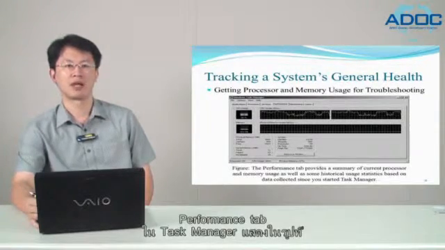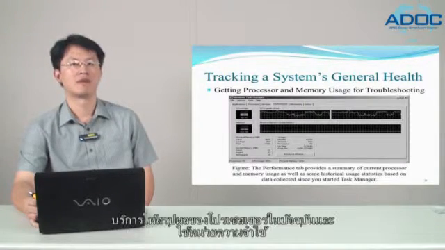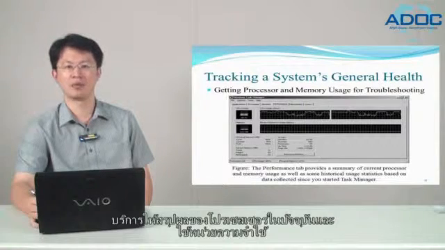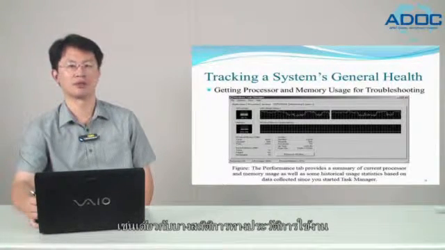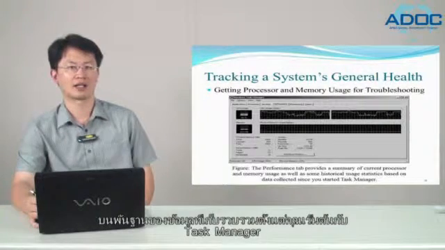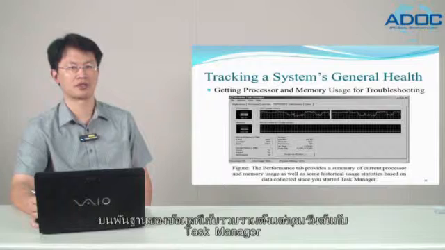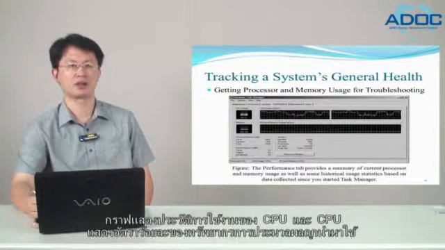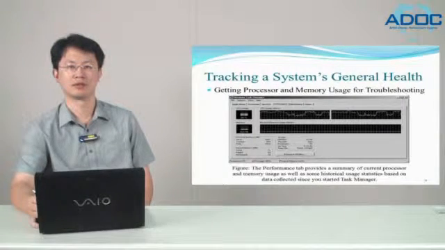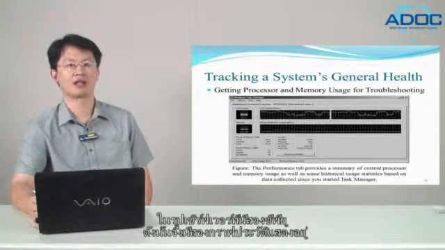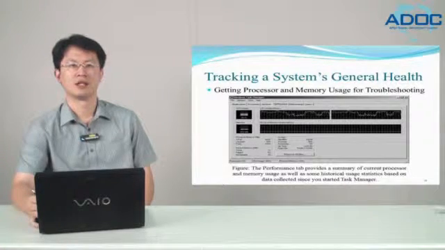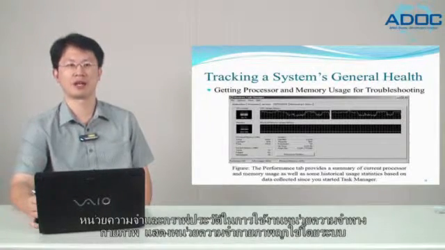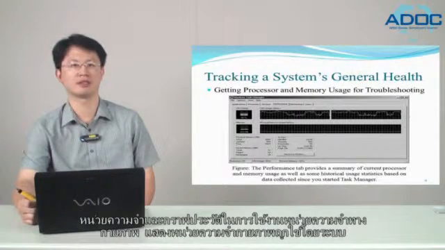The Performance tab in Task Manager is shown in the figure. It provides a summary of current processor and memory usage as well as some historical usage statistics based on data collected since you started Task Manager. The CPU usage and CPU usage history graphs show the percentage of processor resources being used. In the figure, the server has 2 CPUs, so there are 2 history graphs. The memory and physical memory usage history graphs show the physical memory being used by the system.